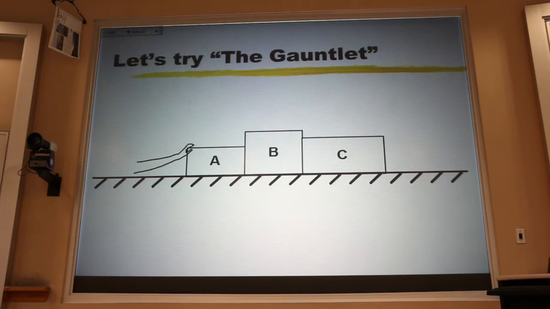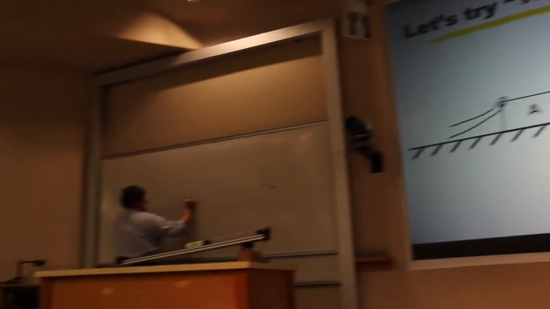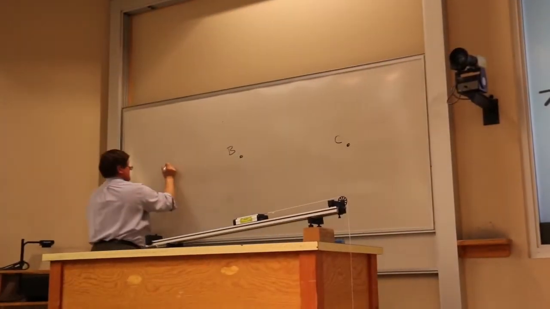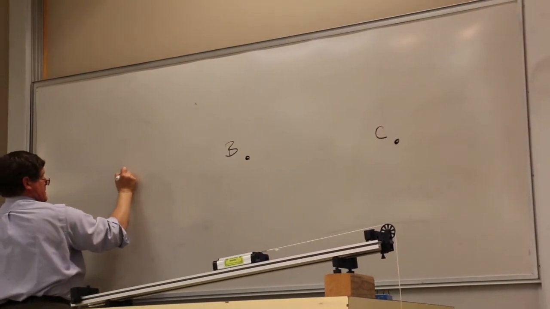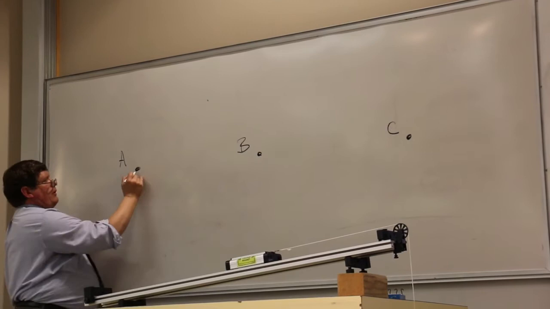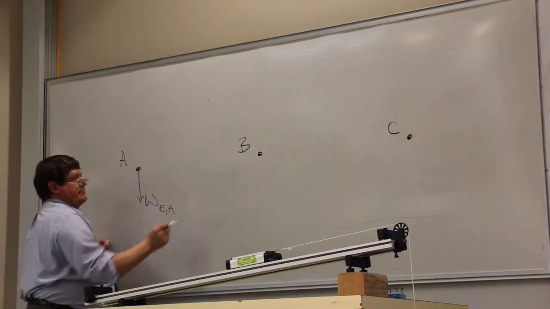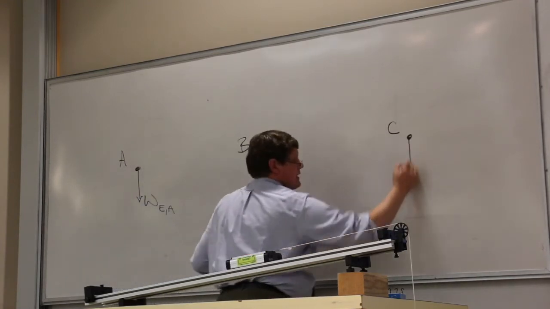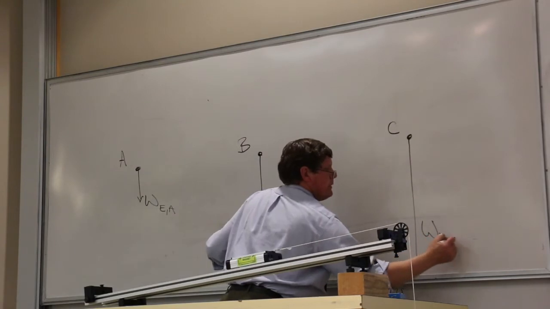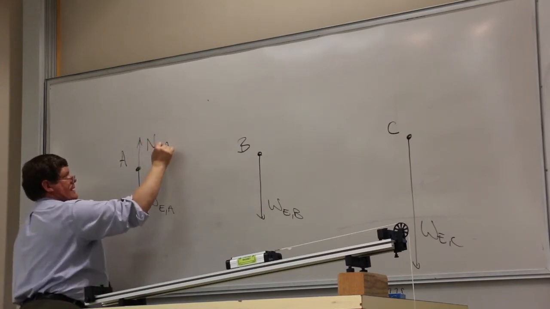I have 3 blocks, C, B, and A, and we're told that A is a small block, that B has twice its mass, and C has 3 times the mass of A. Now, the table is going to push up, canceling the weight force in every case.